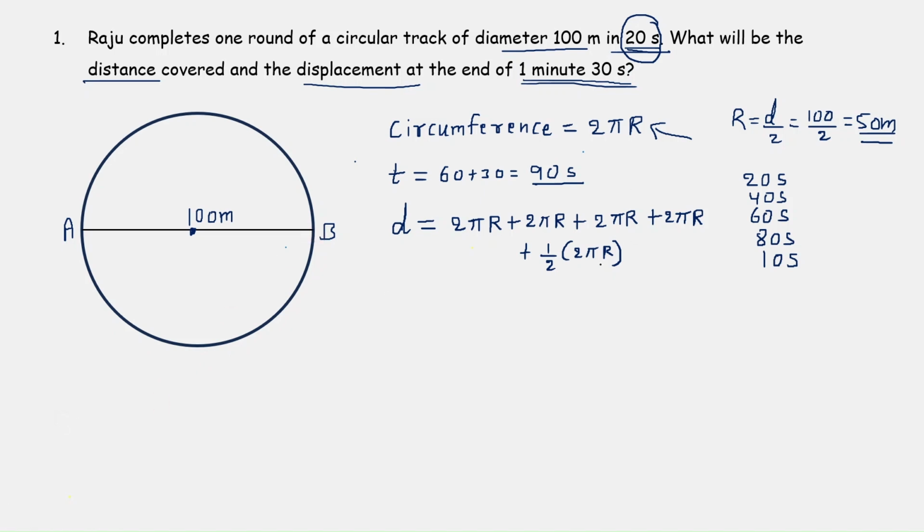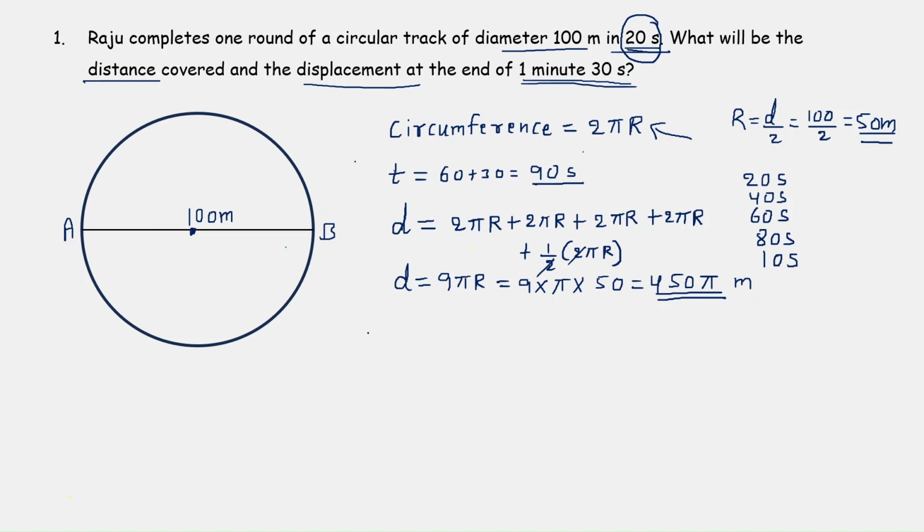So now half round is nothing but half of the circumference, which is half into 2 pi r. So now if you solve, d equals 2 pi r plus 2 pi r plus 2 pi r plus 2 pi r, which is 8 pi r, and here the half round adds one more pi r. So you're going to have 9 pi r, which equals 9 into pi into r, and r is 50. So which is nothing but 450 pi meters. So this is the distance traveled or covered by Raju in 1 minute 30 seconds.